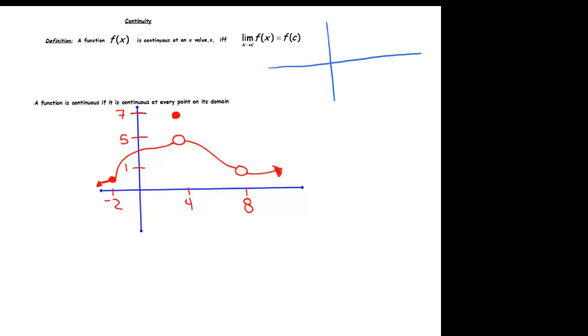So for example, a curve that looks unbroken and smooth, not necessarily smooth, but just unbroken, we would say is continuous. And one that has some sort of interruption, which can take a few different forms, as we'll see, would be not continuous.